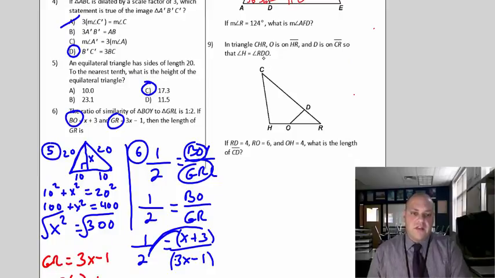In triangle CHR, O is on HR, D is on CR, and angle H is congruent to RDO. Angle H is congruent to RDO. All right, if RD, now what we have to do here is we have to draw these triangles separately. So here's the big one.